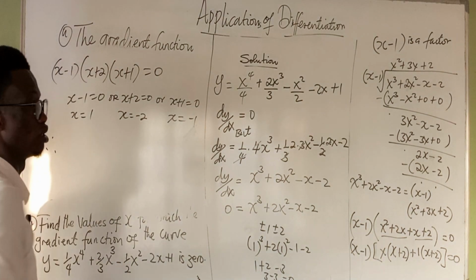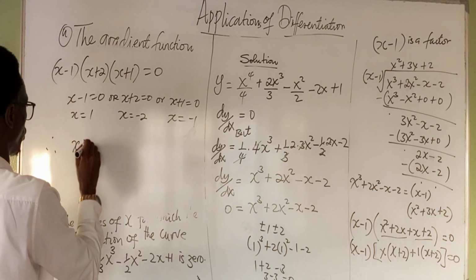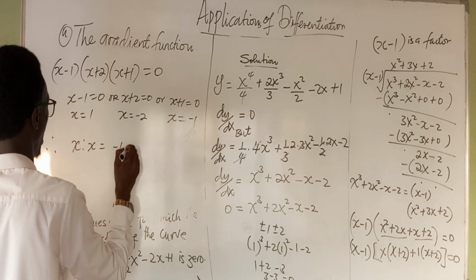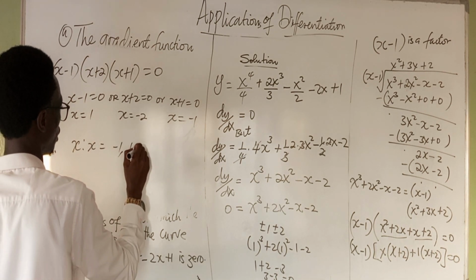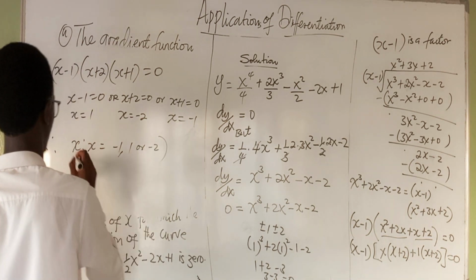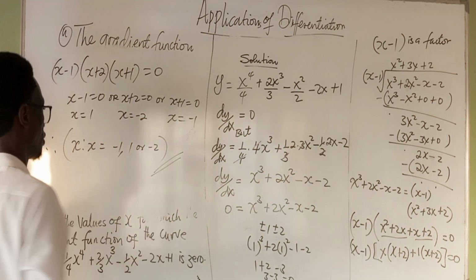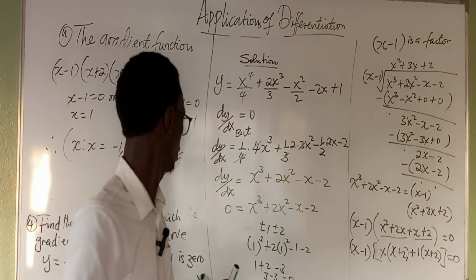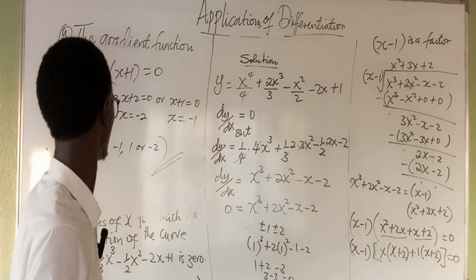So therefore, the values for x will be what? You have minus 1, comma, you have 1, or minus 2. Okay? So this becomes your answer. Minus 1, 1, and minus 2.